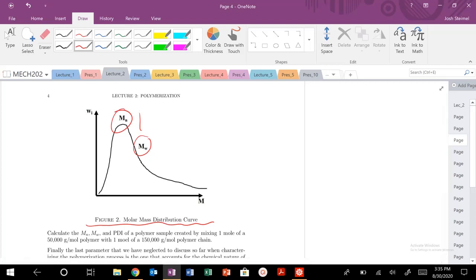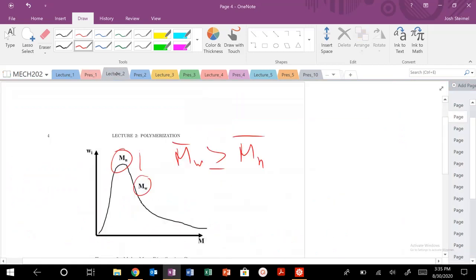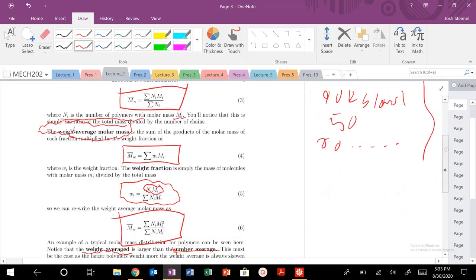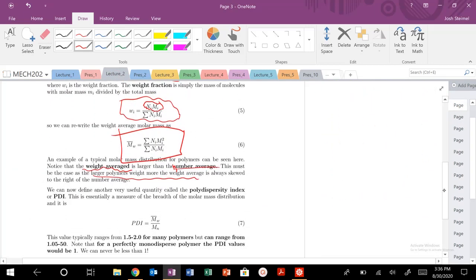It'll always be greater than or equal to m sub w. It's always going to be greater than or equal to. Usually you never really get back to equal to, but we'll see that in a second. So that is how you calculate the molecular weight average.